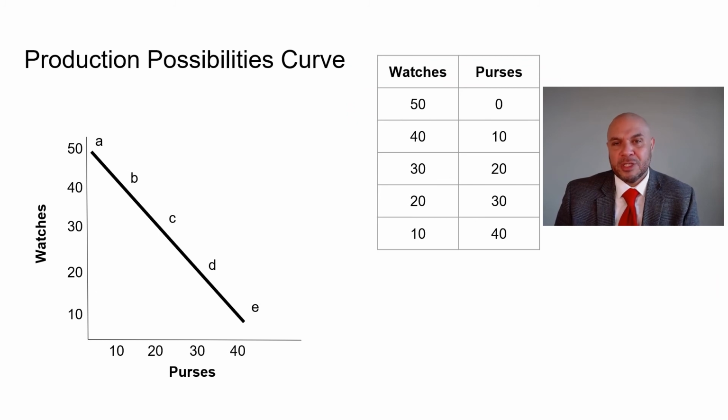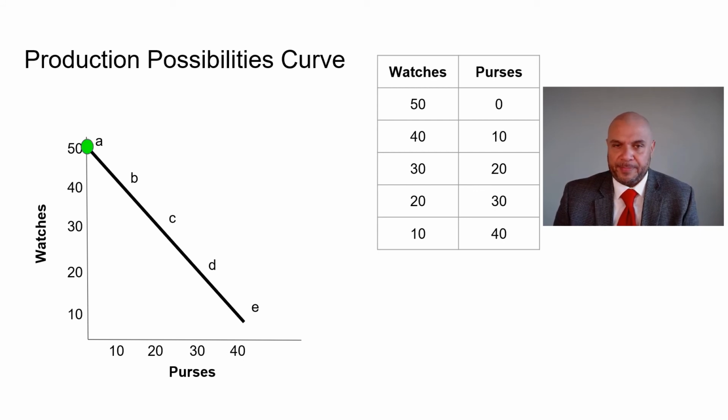If you look at this slide here, we're comparing two items. In this case, we're comparing watches and purses. Notice your L-shaped graph. L-shaped graph is quadrant 1, right? So our two items: watches on the y-axis, purses on the x-axis. Now, let's plot these points that you see in our schedule. We call this T-chart over here a schedule.